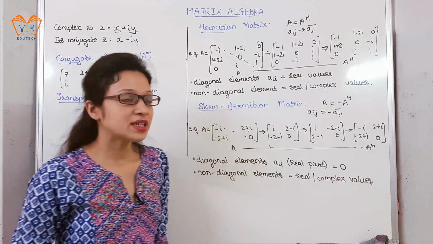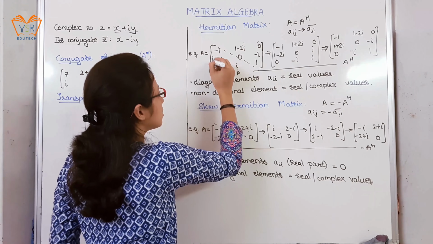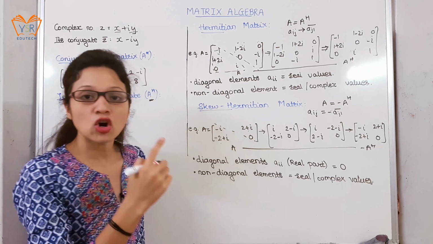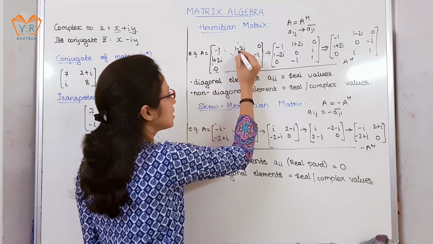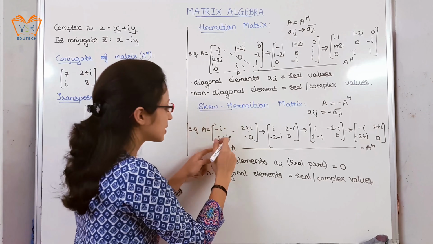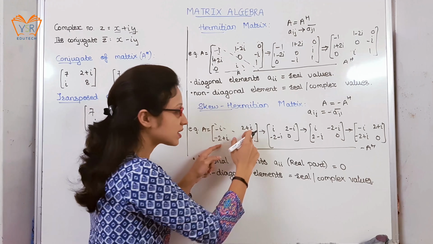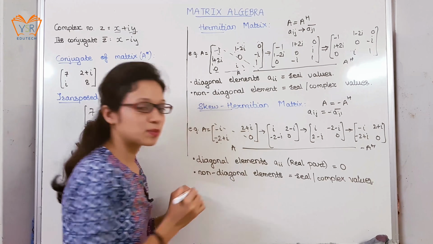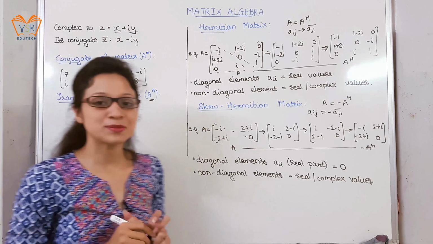Now, in Hermitian matrix, the lower part is reflected in the upper part with the opposite signs of the imaginary part, and in skew Hermitian matrix, lower part is reflected in the upper part with the opposite signs of the real part. Hope the concept is clear.